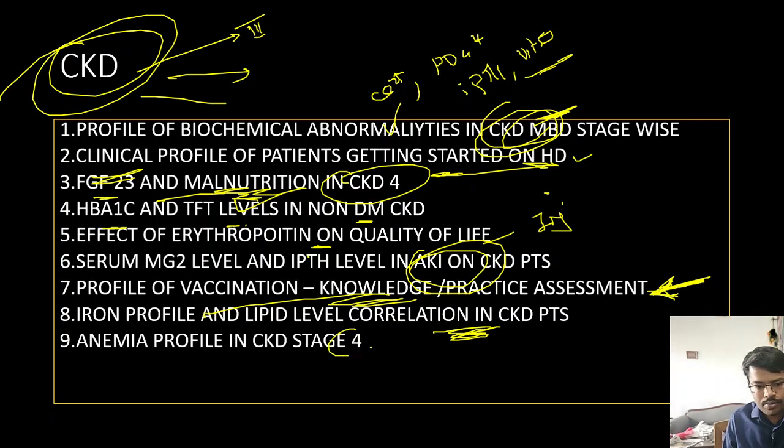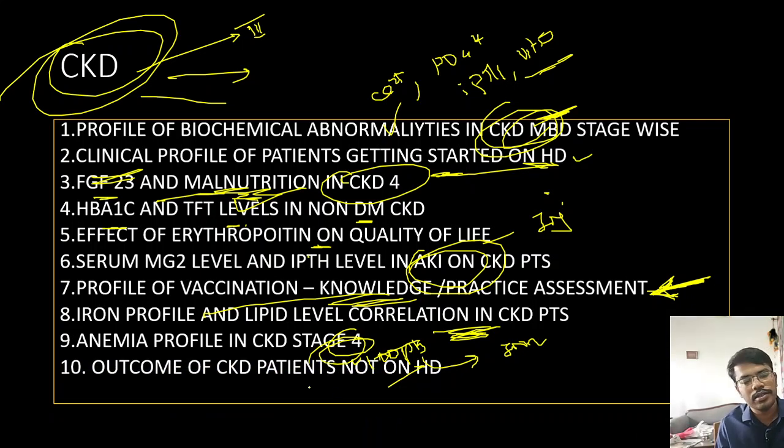Anemia profile: if you are taking 100 patients of CKD stage 4, what is the anemia profile like? Iron, vitamin B12, or what are the parameters like? What is the peripheral smear? At least in the particular institute, you can publish a thesis on this.